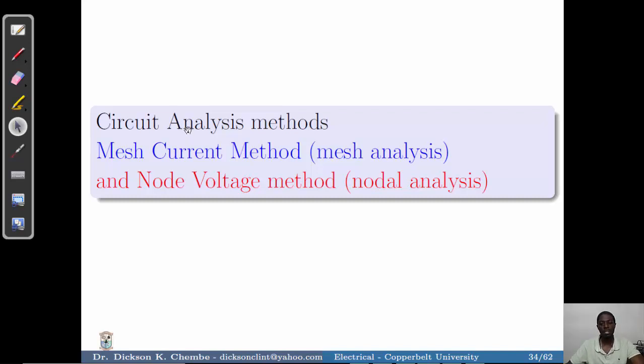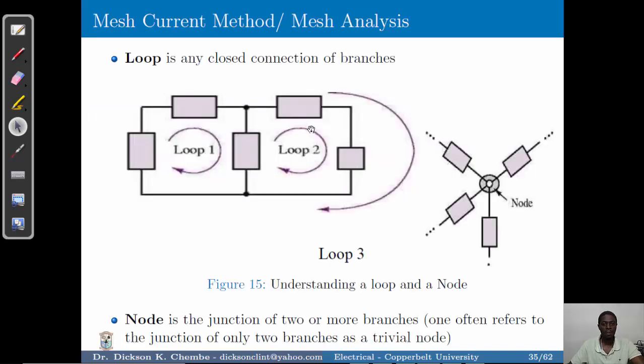Hello my YouTube friends. Today we're going to look at circuit analysis, especially the mesh current method and the node voltage method. These two methods assist us in solving resistive circuits, as we shall see.